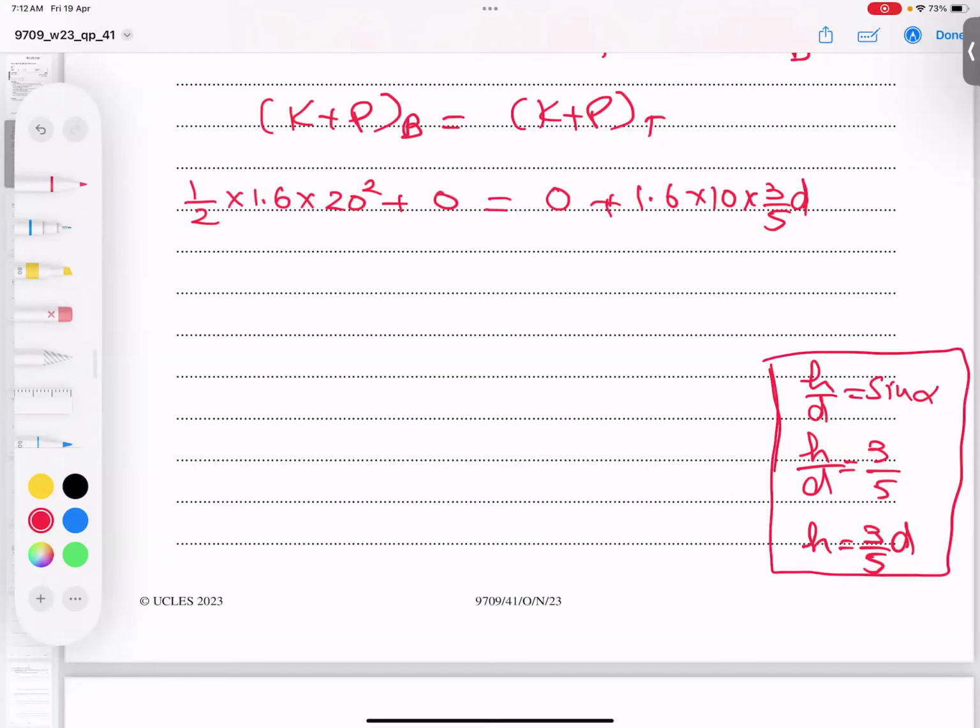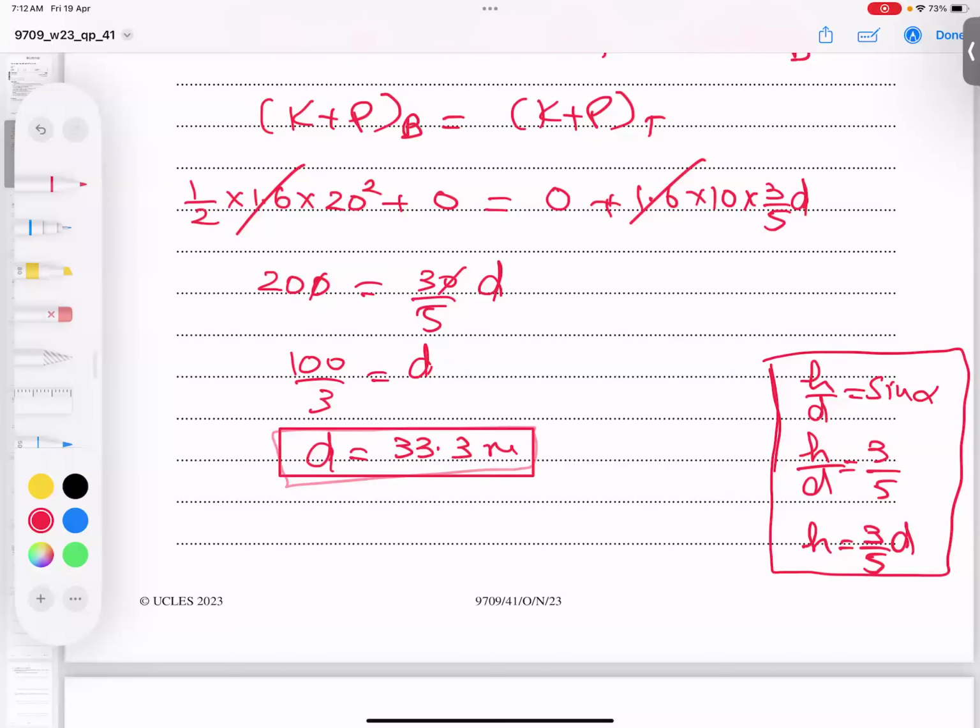Okay, now student, it's just a matter of typing in the calculator. If I type in the calculator, first the 1.6 cancels, and this is 400 by 2, which is 200, and here 30 by 5. The zeros cancel out, so it's 100 by 3. So this turns out to be 33.3 meters. And I believe you got my point.